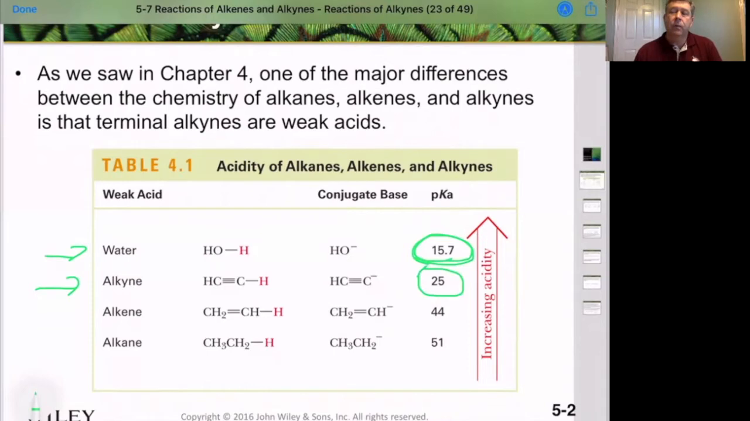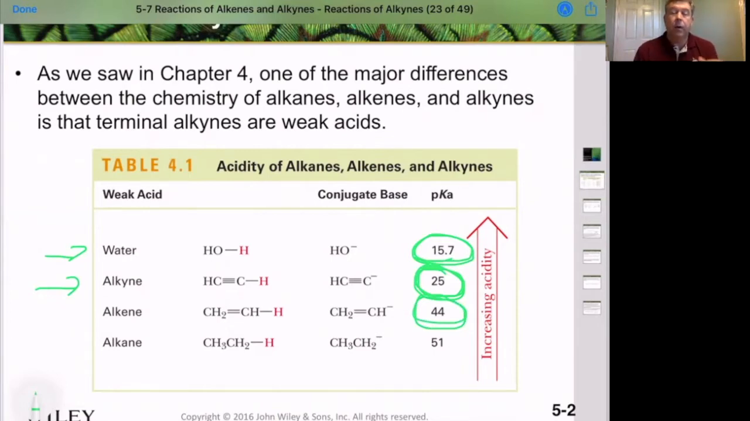So it's not really acidic. It wouldn't cause corrosive damage, but it is easy to remove. It's not that much higher up than water is. But if we take that sp hybridized carbon and convert it into an sp2 hybridized carbon, the acidity decreases again. Our pKa jumps up to 44. That means it's even less acidic than it was before.